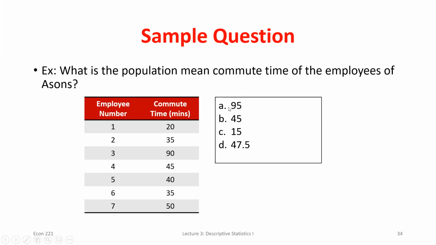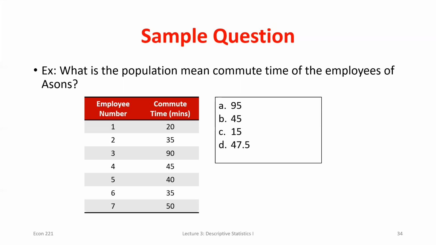So we could rule out A because it's higher than all the observations. C's lower, so those can't be our measure of central tendency. So this is where you shouldn't get too lost in the formula. If you had accidentally divided by 5 or 6 because you just hit the wrong button on your calculator.